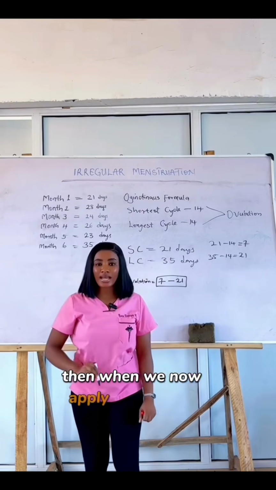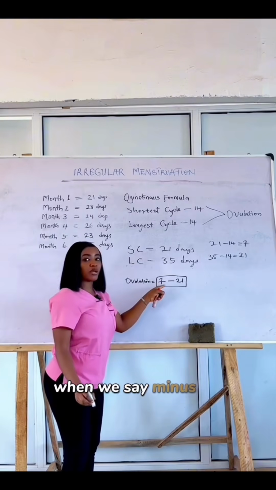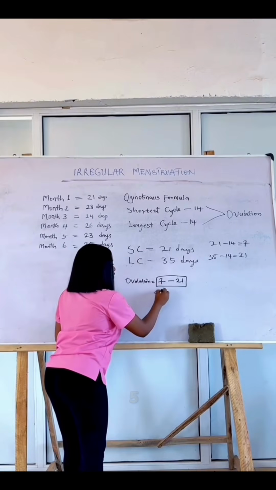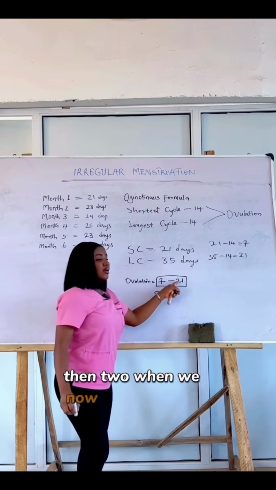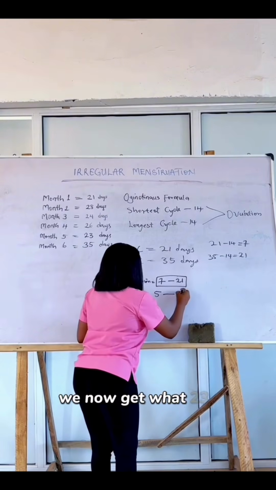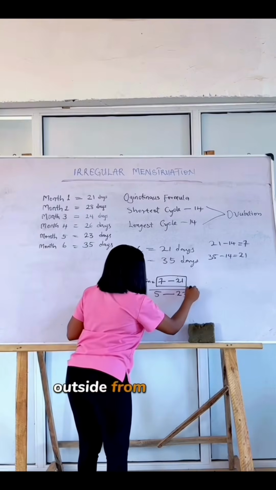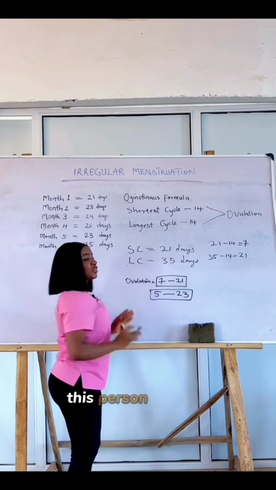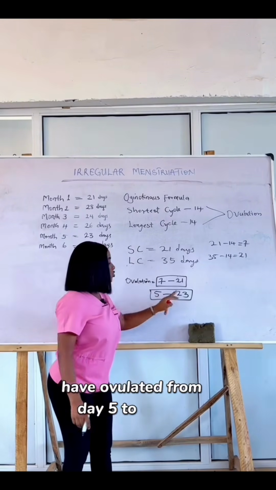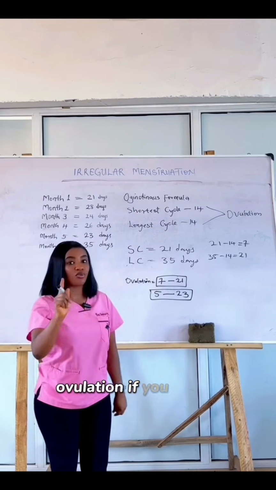Then when we apply this plus or minus 2, when we say minus 2 before the first actual day, that means it's going to be day 5. When we say 2 days after the actual day, we add 2 to this 21, and we get 23. So it means that this person will not ovulate outside of day 5 to day 23. This person is supposed to have ovulated from day 5 to day 23. That is simply how you can track your ovulation if you have irregular cycle.